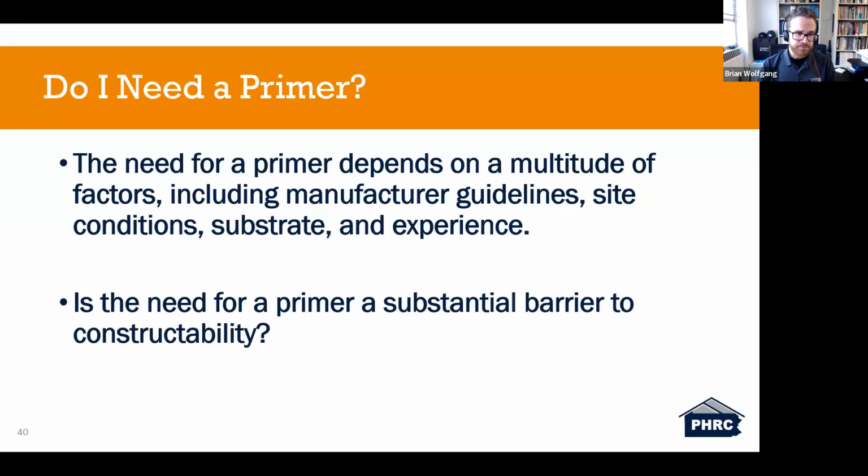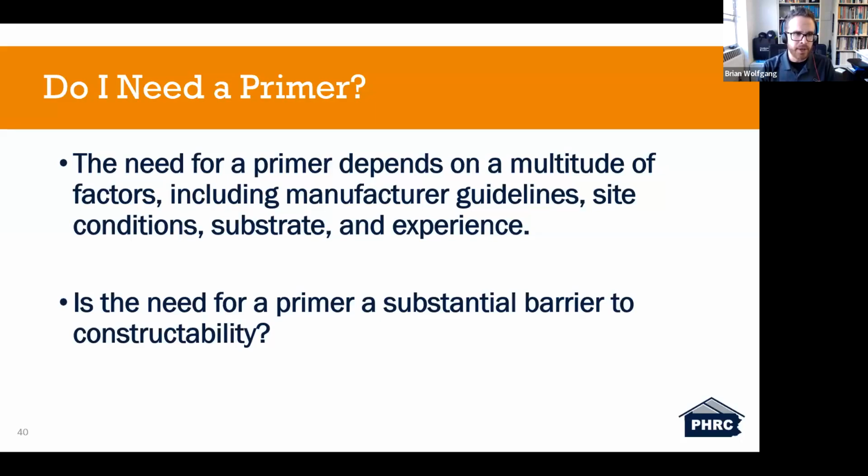But then the question comes up: if a primer is necessary to utilize a tape in a detail that you feel is important for air sealing or moisture management, is the need for a primer a barrier to constructability? If you need to use a primer in order for a tape to stick, does that mean that's really just not a viable product for you anymore? I think it's an important question to ask.